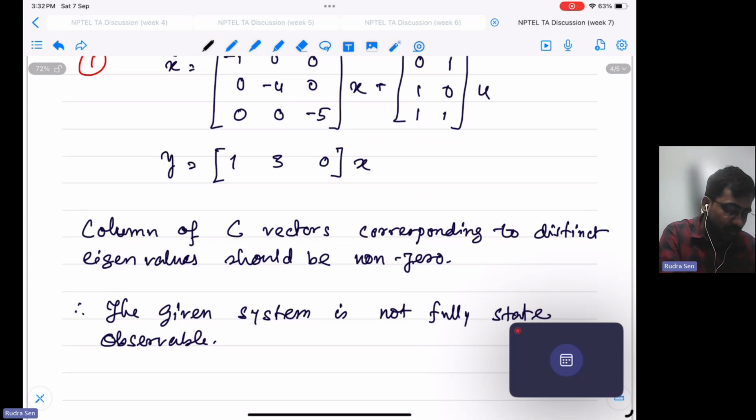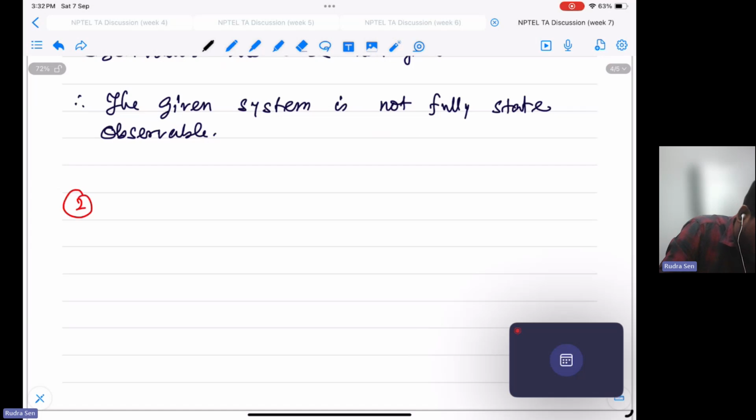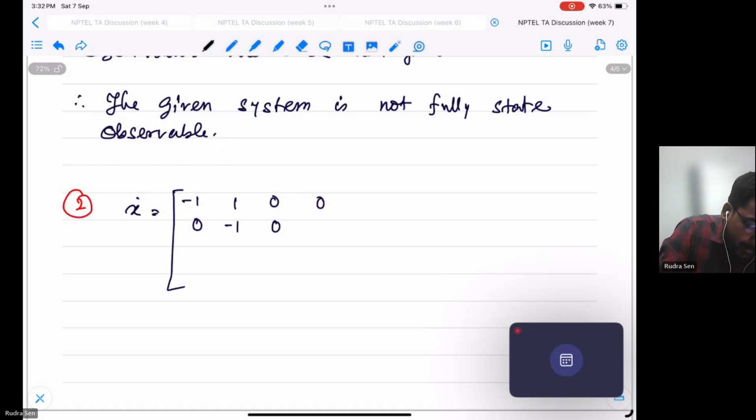Now going to the next example. Now the next example has a repeated eigenvalue. We have seen that if we have repeated eigenvalues, we will not get a complete diagonal system. We will get some sort of Jordan block. So we will see that this system has two Jordan blocks corresponding to two eigenvalues.